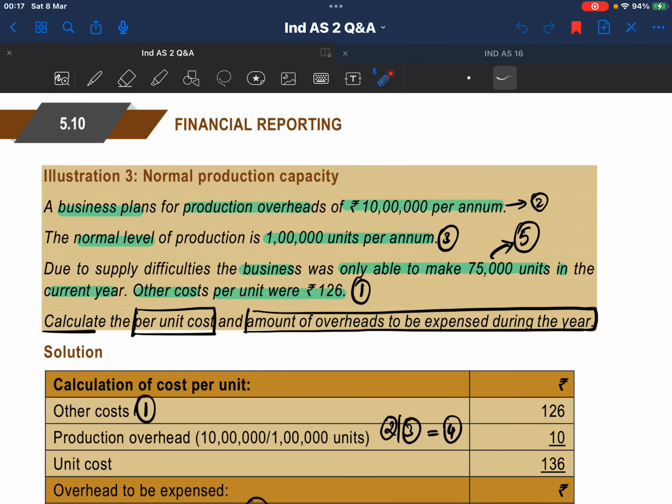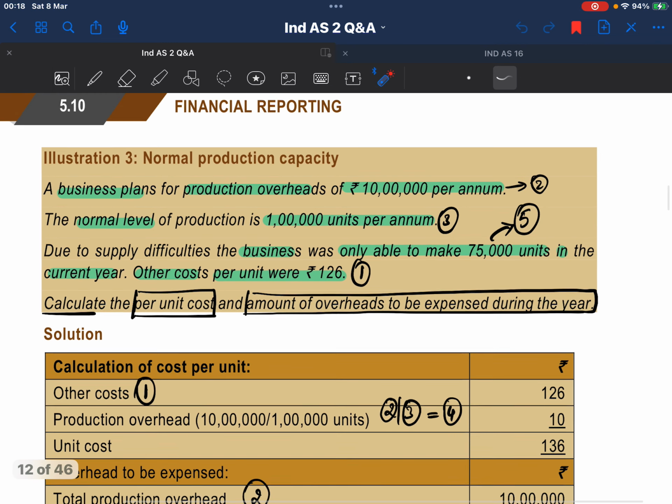Illustration 3. Business plans production overheads of rupees 10 lakhs per annum. Normal level is 1 lakh units per annum. Business is only able to make 75,000 units in the current year. Other cost per unit is rupees 126. Calculate per unit cost and the amount of overheads to be expensed during the year.